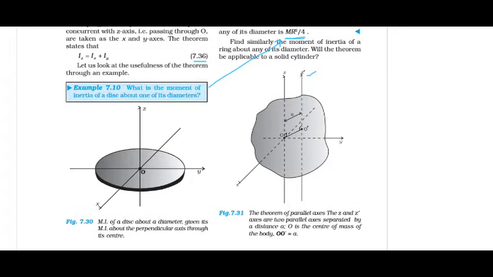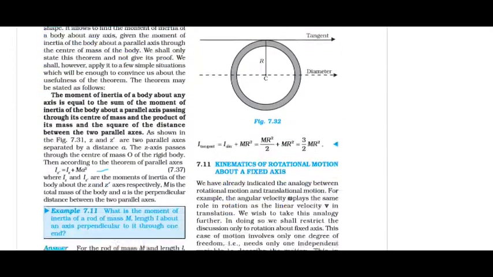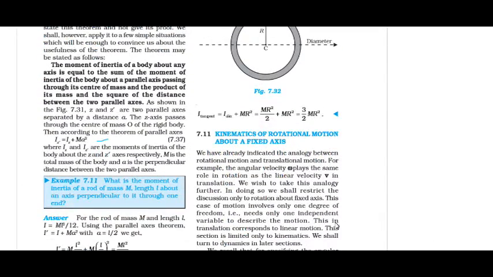So Iz dash is equal to Iz plus Ma square, where Iz and Iz dash are the moment of inertia of the body about z and z dash axis respectively. M is the total mass of the body and a is the perpendicular distance between the parallel axes.